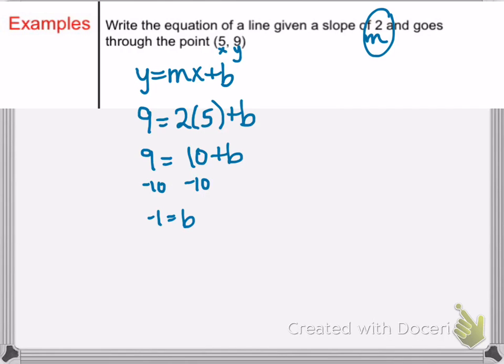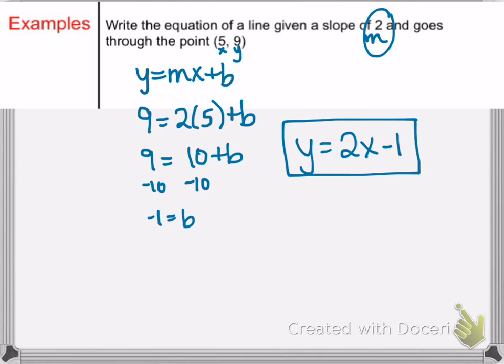Okay, you want to stop here, but don't. You're not done yet. So you need to take your slope of 2 and your y-intercept of -1 and actually write out the equation that fits all of that information. So your final answer, and I want you to put a box around it, is y = 2x - 1. So make sure that that is in your notes.